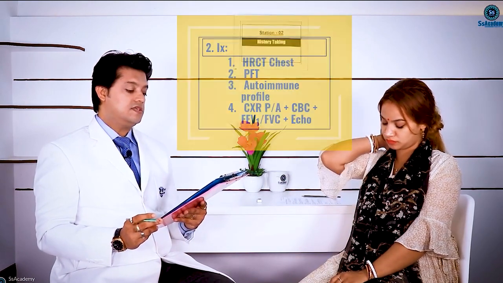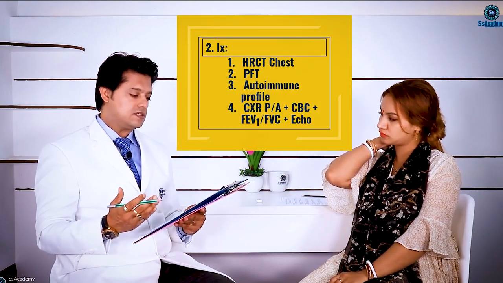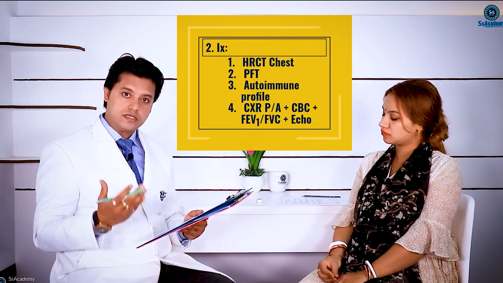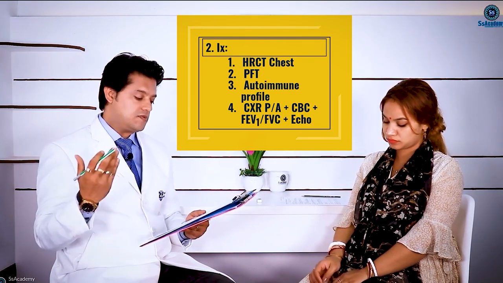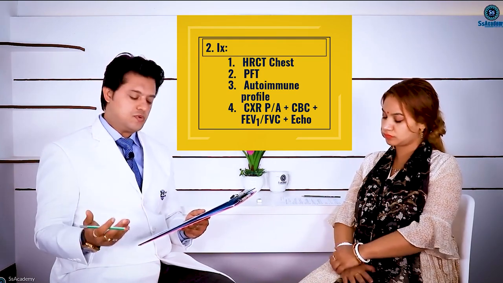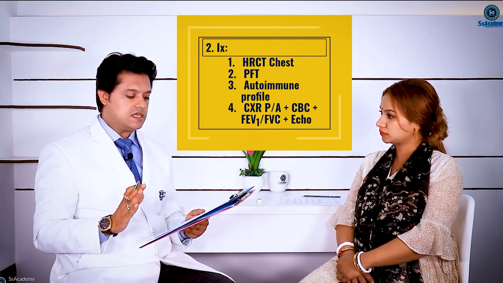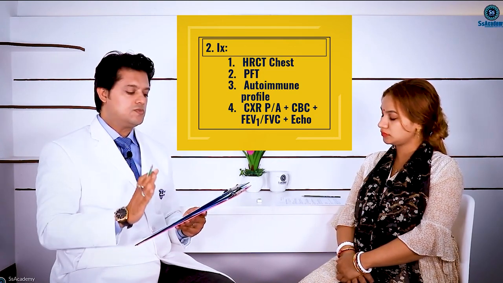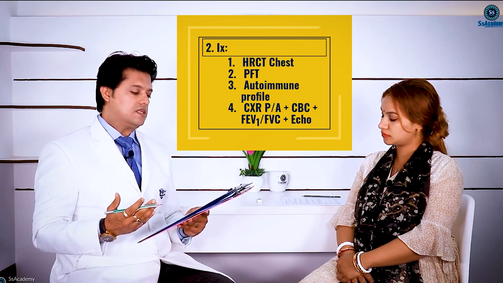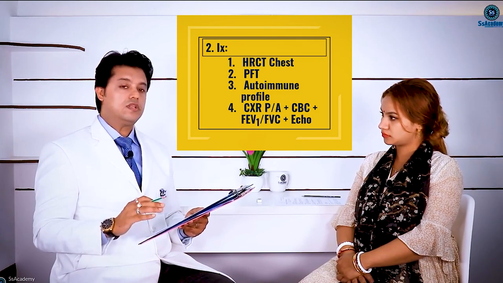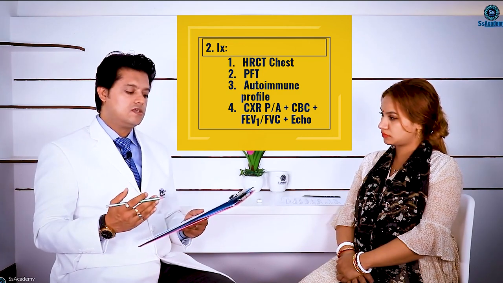And the investigation, for the first differential diagnosis, pulmonary fibrosis, the diagnostic tests should be the HRCT and the pulmonary function test. And then autoimmune profiles and chest x-ray and FBC, and FEV1/FVC ratio should be done to evaluate the COPD. And also to do the echocardiography that I have written here to exclude chronic heart failure.